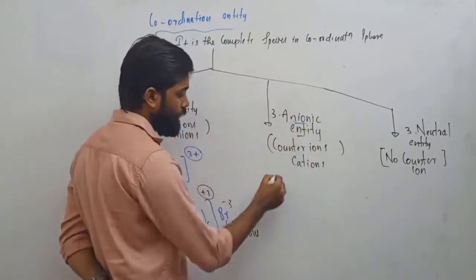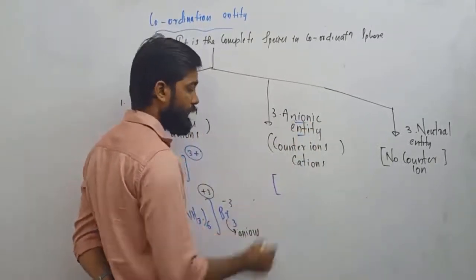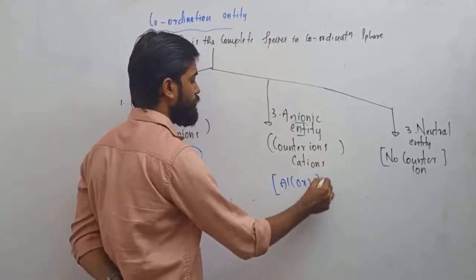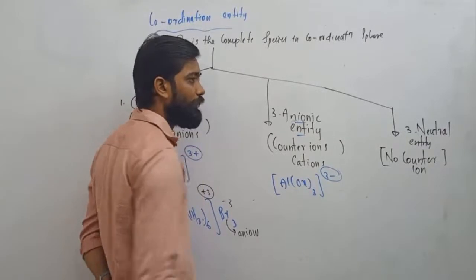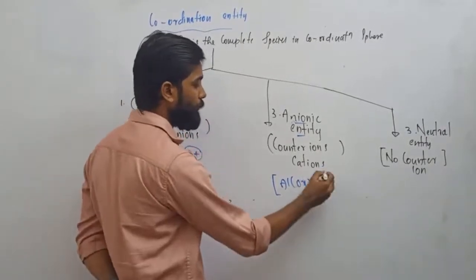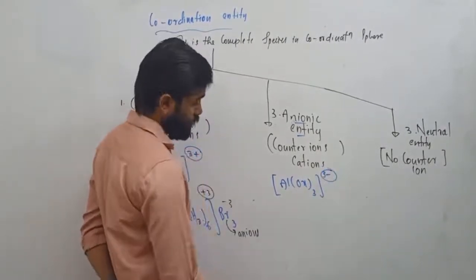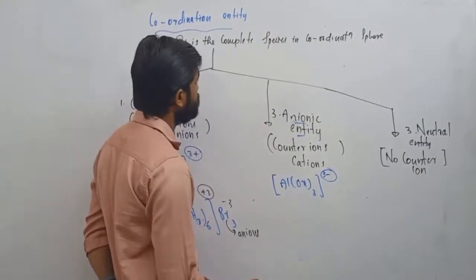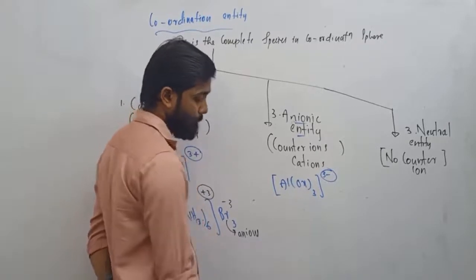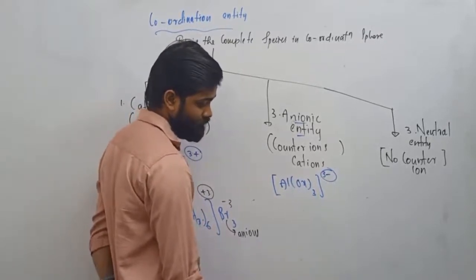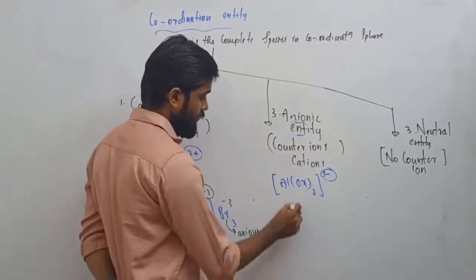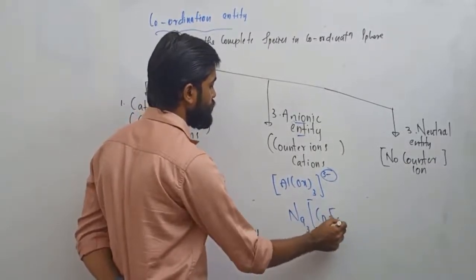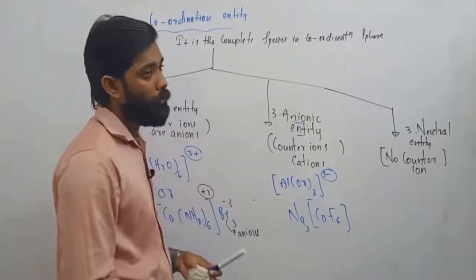That's the next idea. Either the anionic entity is represented in this pattern, AlX3 with 3 minus, where the charge is mentioned on the top of that entity, or it may be like this: Na3 CoF6.